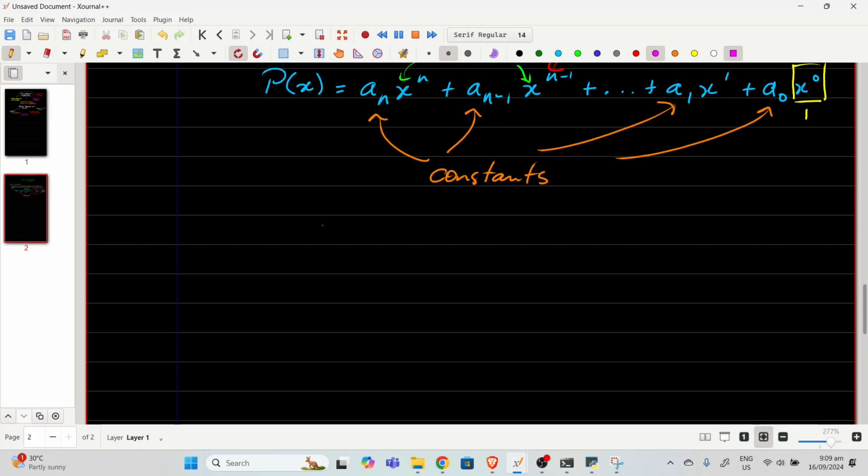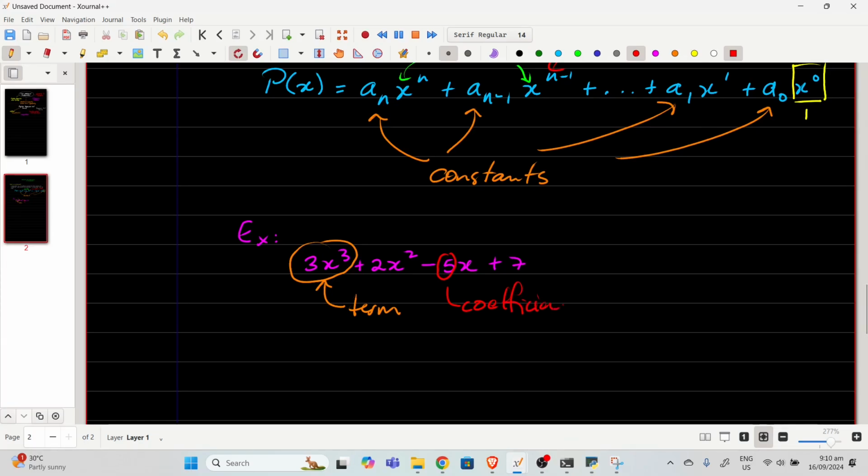Now that you know the definition of a polynomial, let's go about giving an example. We'll say 3x cubed plus 2x squared minus 5x plus 7. From this polynomial, there are a few terms or concepts that you would need to know. One of them is terms. So this here was what we would call a term. The next is coefficient. So this 5 here is what we'll call a coefficient. And then the last thing that you need to know is this number up here, which talks about the degree.